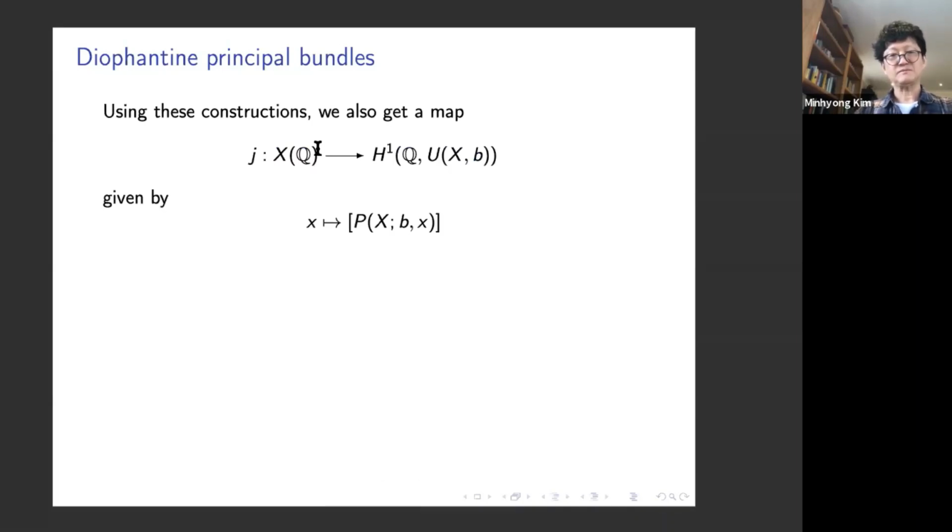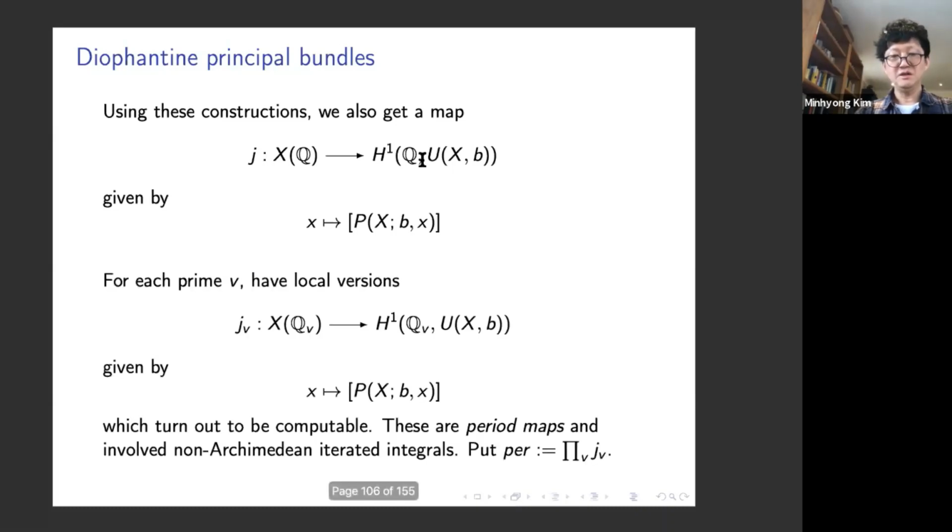Furthermore, you get a map from points to principal bundles, simply as I said. Start from a point and take the principal bundle of paths from your fixed base point to that point. That gives you a principal bundle, so you get a map from points to moduli spaces of principal bundles, and similarly locally and globally.